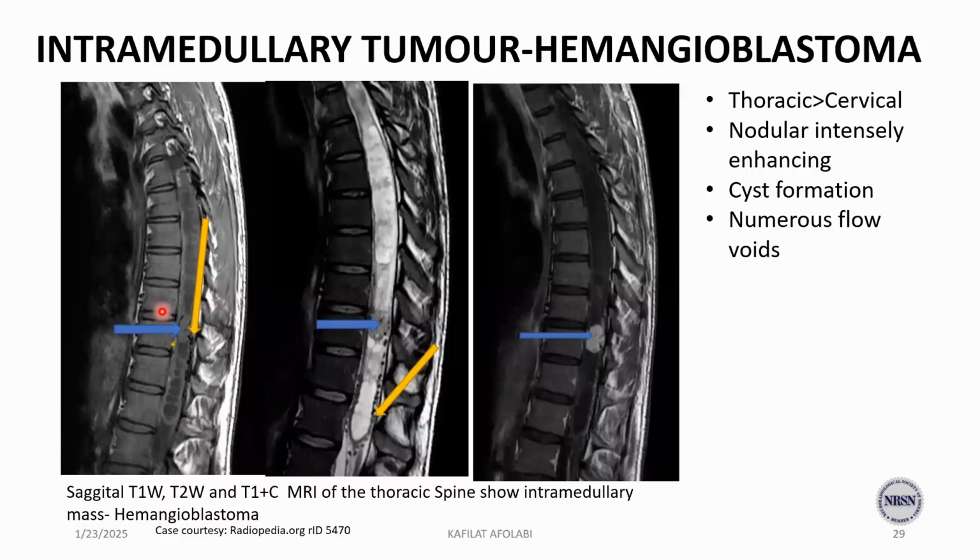And interestingly, you see this blue arrow is the lesion itself. So it's this small lesion causing the whole of the syrinx. So a hemangioblastoma classically is a nodular lesion, sometimes with cyst formation between it and numerous flow voids. So we see this yellow arrow pointing at flow voids adjacent to the spinal cord, which are classical findings that you'll see in a hemangioblastoma. And it also shows either extensive perilesional edema or extensive syrinx formation.